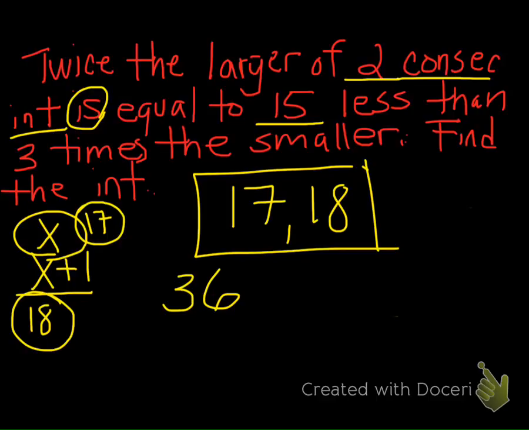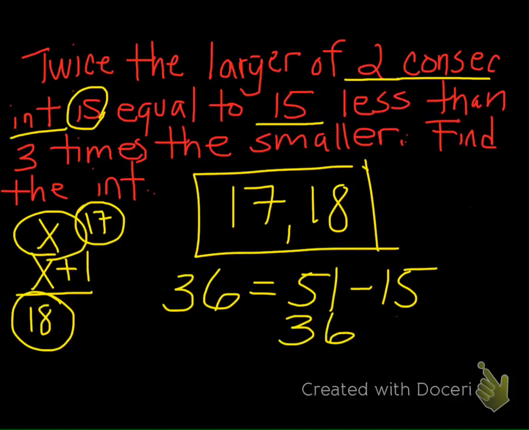Okay, so what is 3 times 17? 51. It's supposed to be equal to 51, but 15 less than 51, right? It said 15 less than 3 times the smaller. So I need 36. Oh, thank heavens, because I didn't have another song planned. 36 equals 36. That is the right answer. Awesome. Okay, you did it.